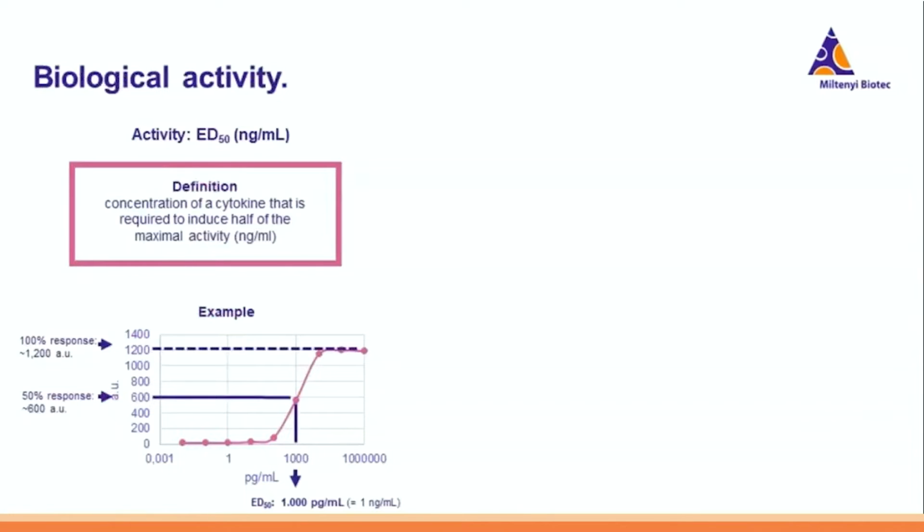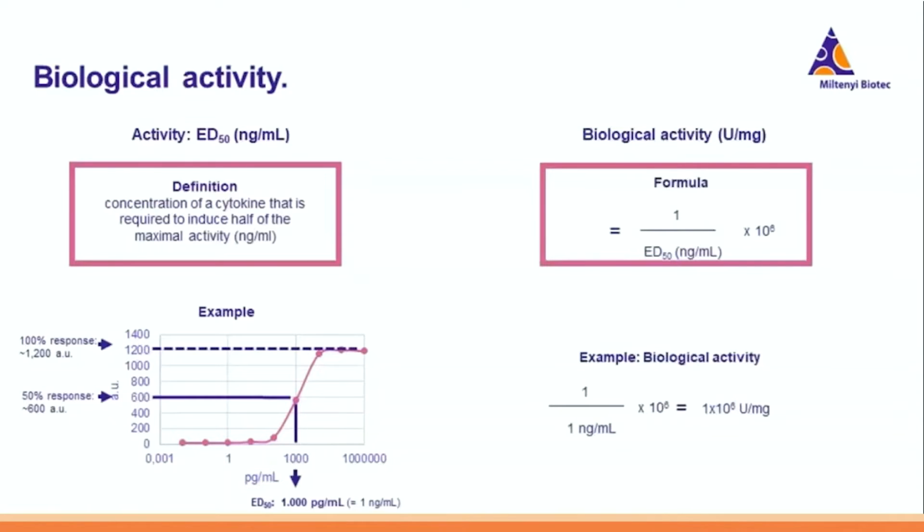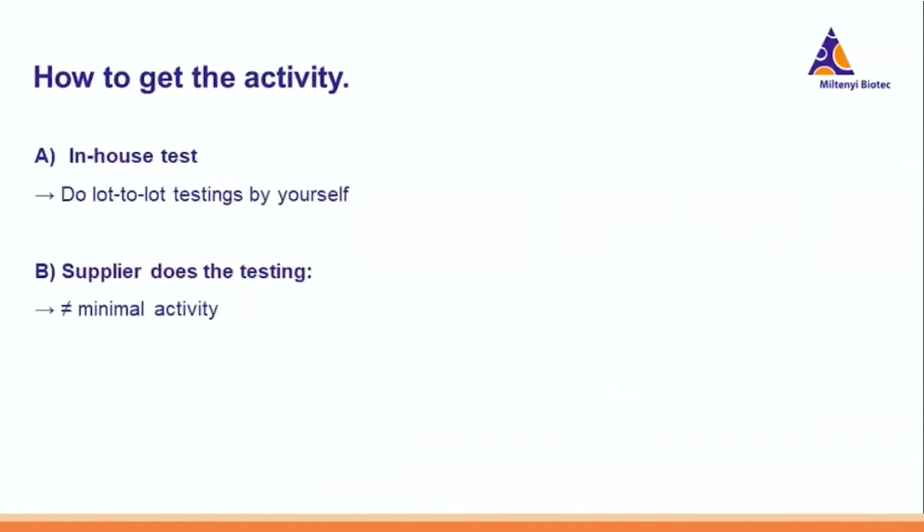To make it more comprehensible, you can have a look at the example below. Here you can see a dose response curve where different concentrations of a cytokine were used, and at one point the response hits a plateau. That's the maximum response we get, and if we take 50% of this response, we will end up with the ED50 value. And this ED50 value is then taken to calculate the biological activity in units per milligram using the shown formula. How can you get this activity in your lab?